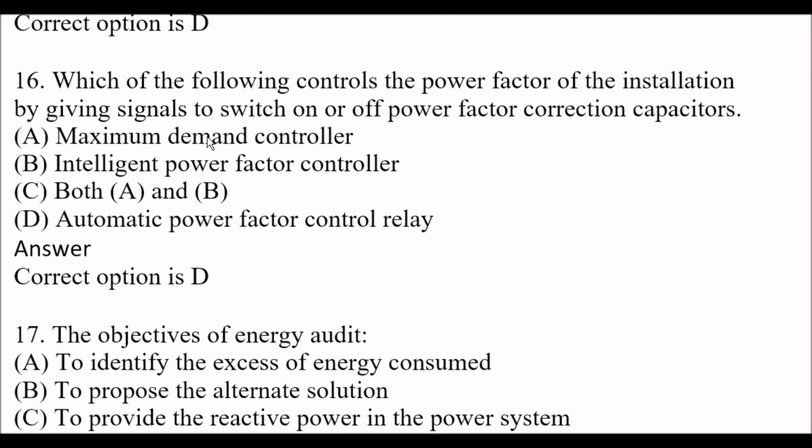Next question. Which of the following controls the power factor of the installation by giving signals to switch on or off power factor correction capacitors? Option A, maximum demand controller. Option B, intelligent power factor controller. Option C, both A and B. Option D, automatic power factor control relay. Right answer is option D, automatic power factor control relay.